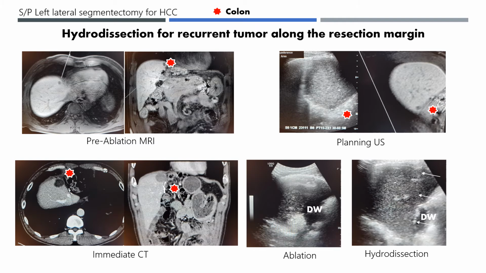Here is an example of hydrodissection for a post-op adhesion case. This patient underwent left lateral segmentectomy for HCC several years ago. As you can see, a 6 mm tiny tumor just along the resection margin, and the displaced colon was closely abutting the potential ablation zone. I made a hydrodissection using the spinal needle and then ablated for 6 minutes. You can see the quite optimal ablation encompassing the tiny tumor, and there is no thermal injury to the adjacent bowel loop.